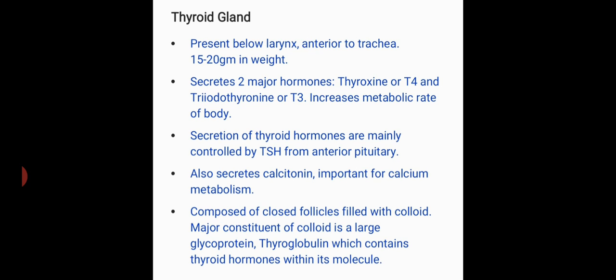Thyroid gland is made up of many closed follicles. These follicles are filled with colloid and are lined by cuboidal epithelial cells. Major constituent of this colloid is a large glycoprotein called thyroglobulin. Thyroid hormones are synthesized within the thyroglobulin molecule, and they remain part of it during the synthesis as well as storage in the follicular colloid.